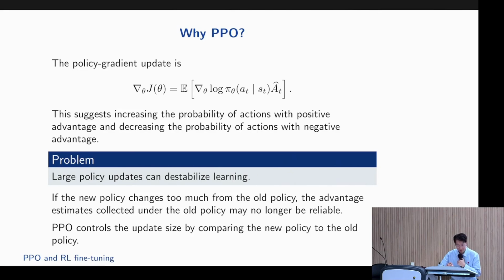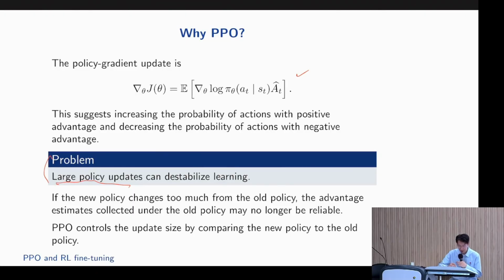So let's start from looking at our policy gradient. The idea makes sense. With positive advantage, you want to increase the probability of the action. And with negative advantage, you want to decrease the probability of the action. Makes sense. But the problem is, if you update your policy too much, it can destabilize the training.